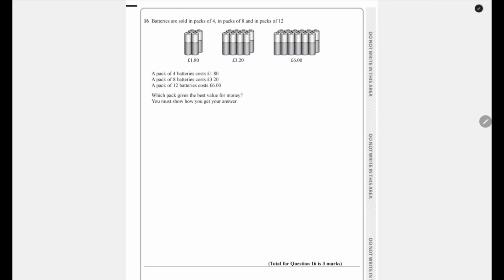So the way in which we're going to work this out is we just need to work out how much one battery costs for each of the packs, and whichever one is the cheapest is the best value for money. So if we label our packs, we'll call this pack A, pack B, and pack C. For pack A, we know that 4 batteries is £1.80, and so for 1 battery, it's going to be £1.80 divided by 4, and that's going to cost us 45 pence.